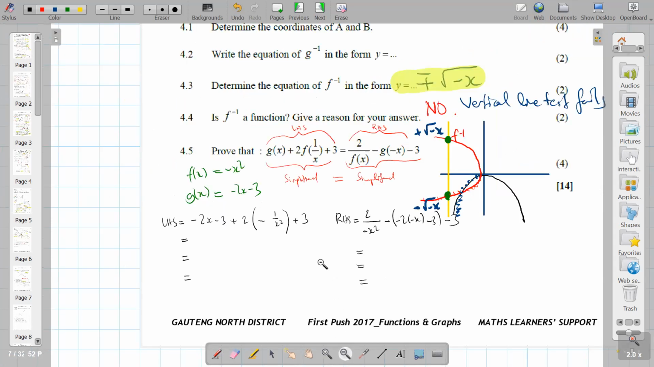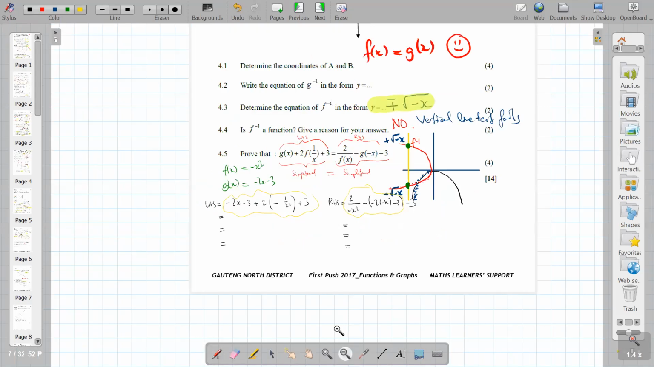Just be careful you are writing the functions correctly. If you write that first step correctly, you will end up with correct simplified forms, and then the proving will be done. Okay, so all is fine with these function questions for today.